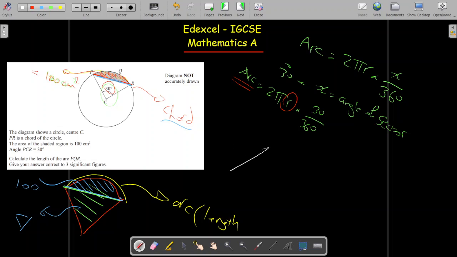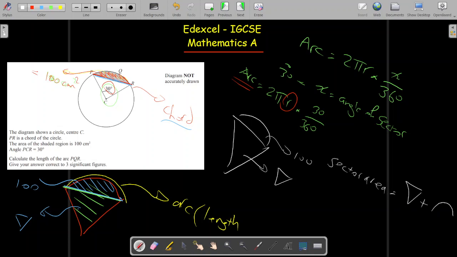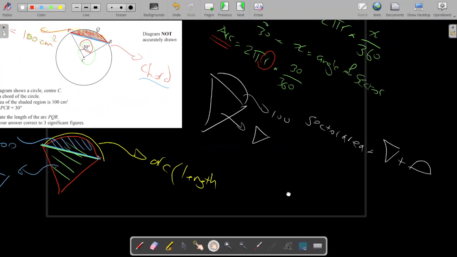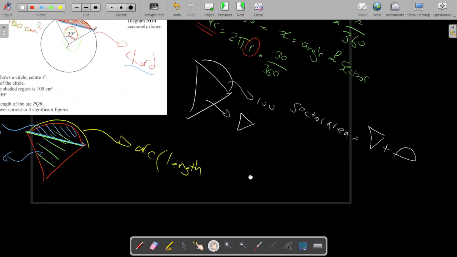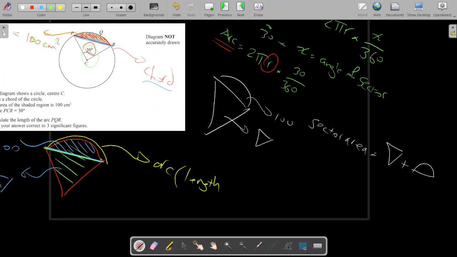You have a sector, and this sector consists of two things. It consists of this area and this triangle. So the sector area would be equal to the area of this triangle plus the area of this segment, or what we call the shaded region. So first of all, we need to go into this form. This is the equation that you need. This is what's going to enable you to find the radius. We will get back to this equation, by the way. We'll call this equation 1.